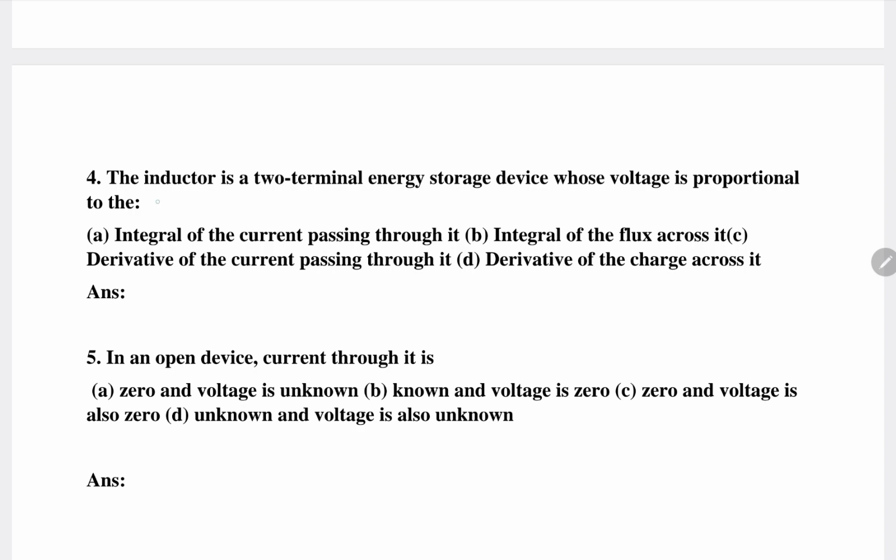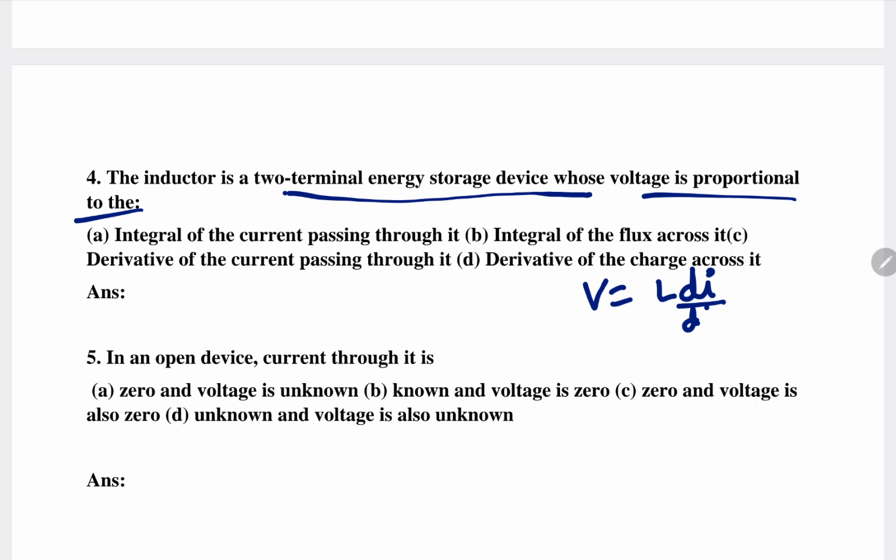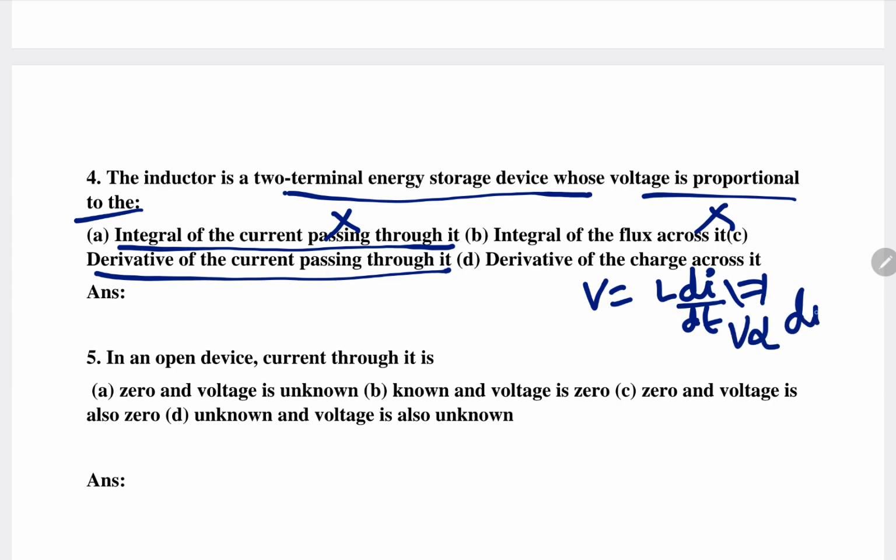Next, an inductor is a two-terminal energy storage device whose voltage is proportional to what? The inductor voltage formula is L di by dt. So the integral of the current passing through it? No, it is differentiation, right? So it's not integral. Integral of the flux across it? No. Derivative of the current passing through it, yes. So voltage across an inductor V is proportional to di by dt. So the derivative of the current passing through it is correct. The answer is C.